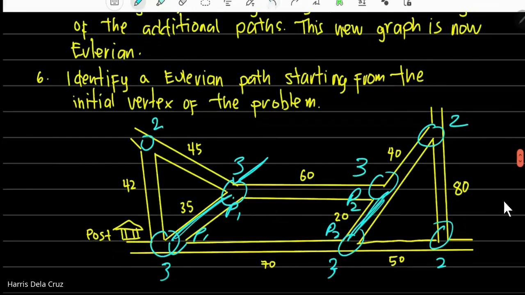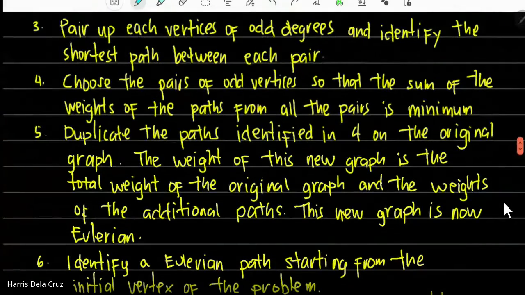So, what the step says is, choose a pair of vertices and then find the shortest distance from that pair of vertices. Then, add them all up. For each scenario, add up all the total distance. So, which scenario will give you the least sum? That will be the scenario for your postman trail.